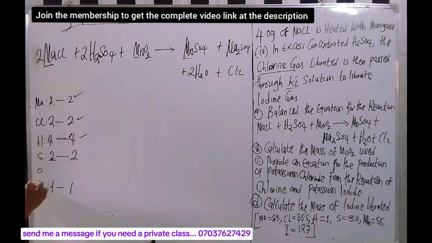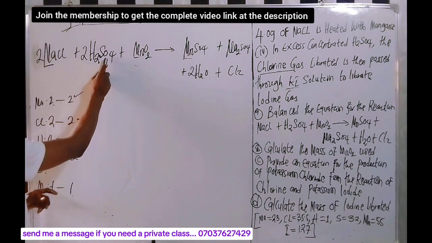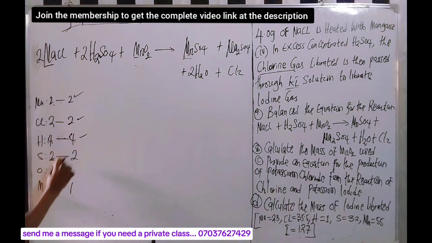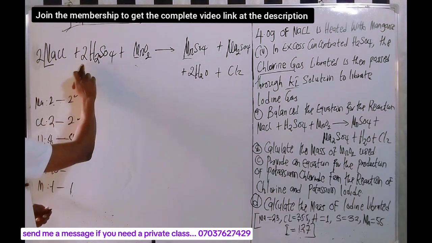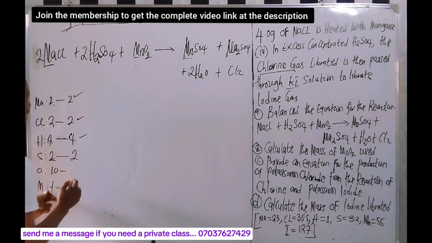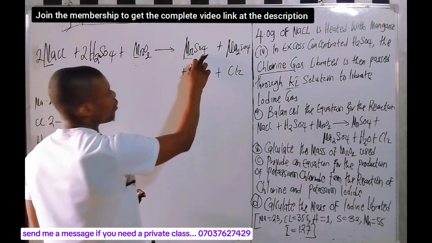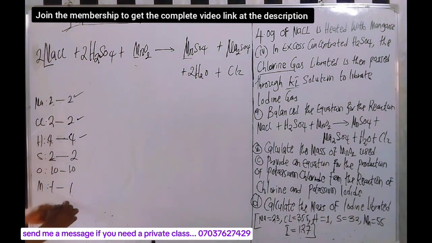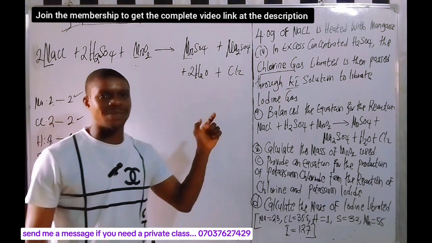Let's check if oxygen is correct. On the reactant side, 2 times 4 is 8, plus 2, which is 10. Then let's check the product side: 4, 4, and 2, which is 10. So they are all balanced. So the first thing to do here is to balance the chemical equation.